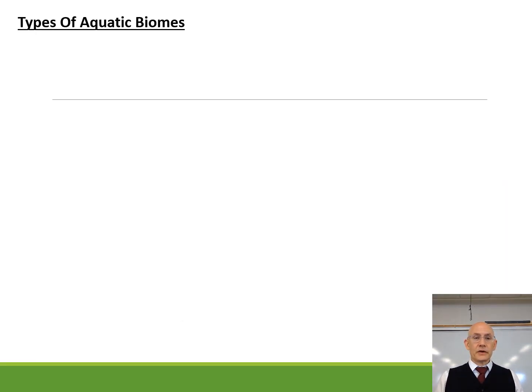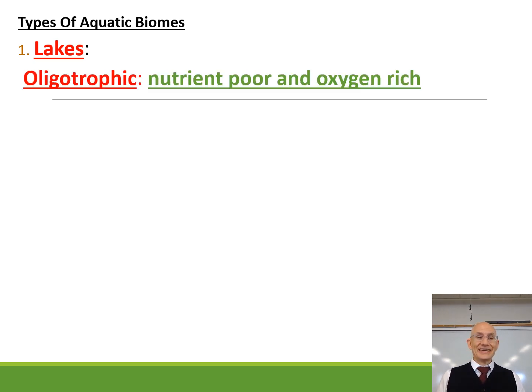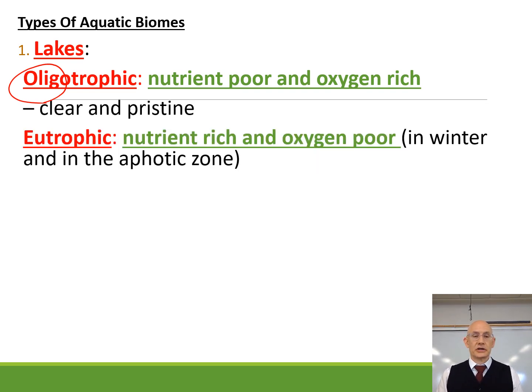All right, types of aquatic biomes. You've got lakes. They are different than ponds because lakes are deeper. You've got clean, clear lakes that don't have a lot of nutrients in them. Those are oligotrophic. Oligo means few, so few nutrients. Then you've got the eutrophic lakes, which are nutrient rich, so there's lots of algae and gross stuff, slimy water.